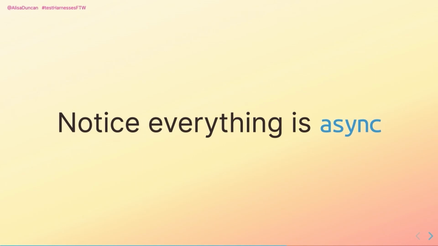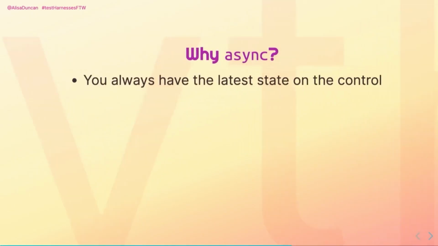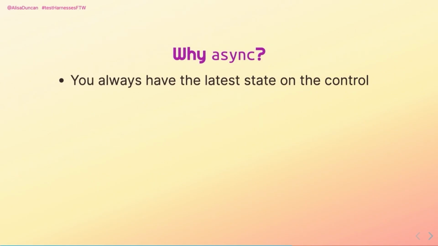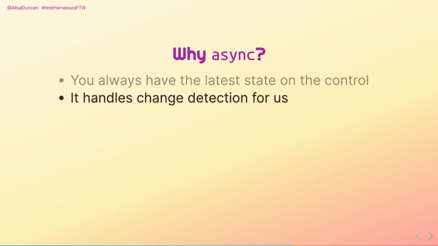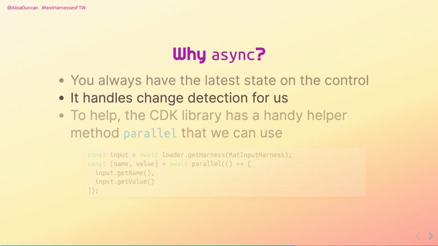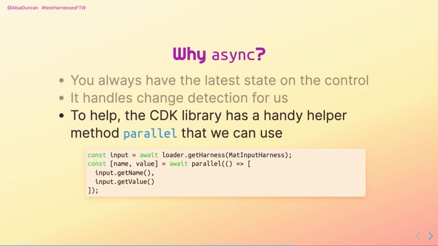And notice that as we work through all these examples, everything is async. That's because it allows us to have the latest state on the control. And it handles the change detection for us, which is pretty darn sweet. And because we're working with so many async await calls, the CDK library has this handy helper method, parallel, that we could use, that acts like a promise resolve, and it also handles change detection. So in one shot, we can make multiple asynchronous calls, such as getting the name and the value of a harness.